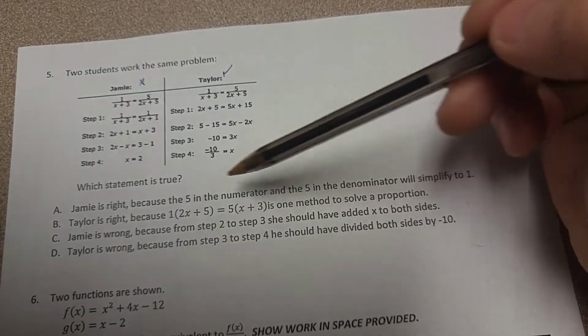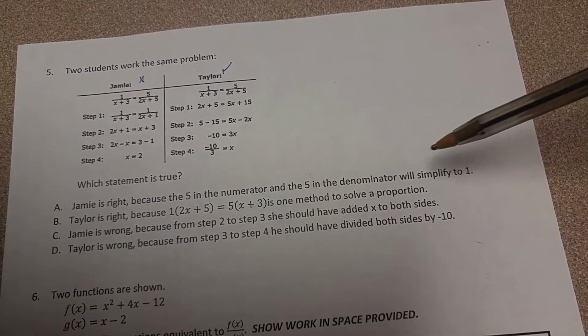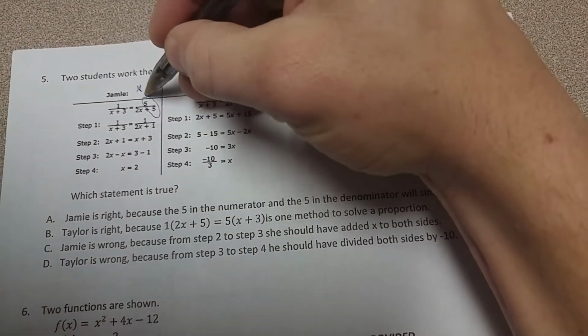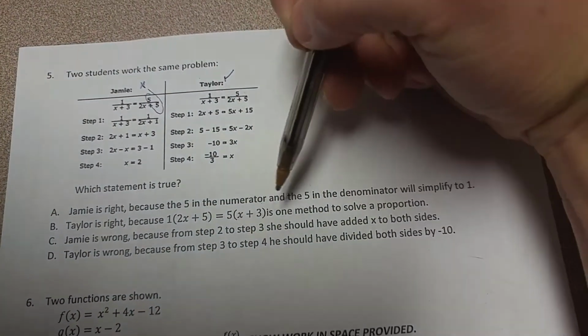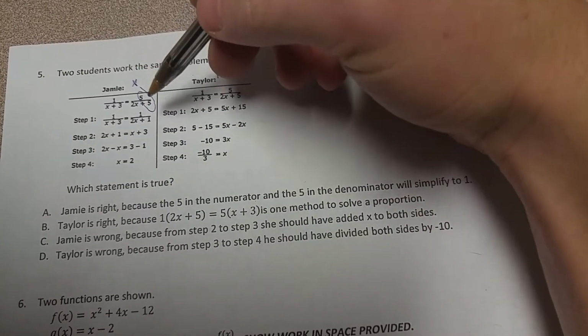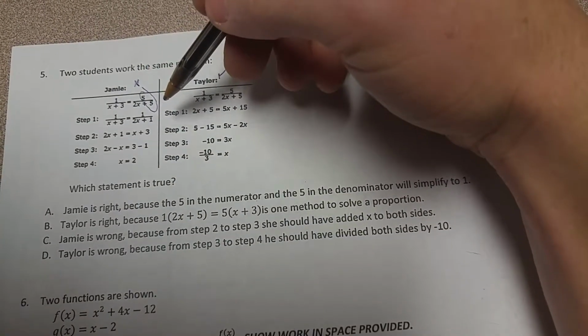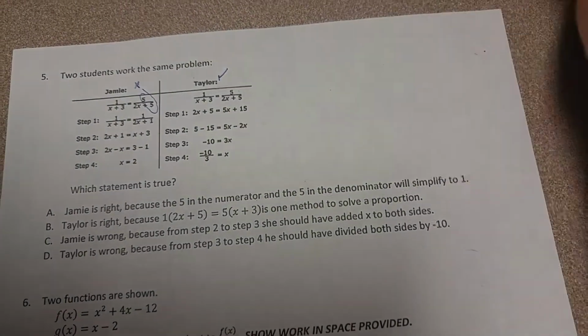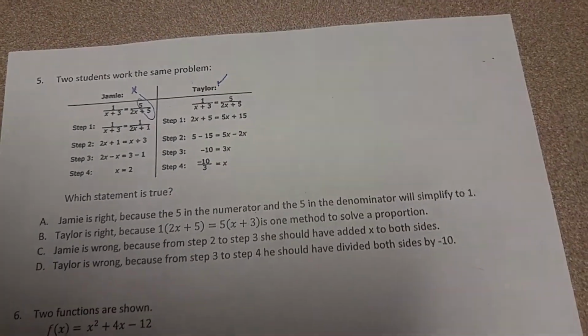Jamie is right because the 5 in the numerator and the 5 in the denominator will simplify to 1. So they're looking at this right here, and this statement is saying, oh yeah, that 5 and that 5 will cancel. No, that is not what happens. And I've had very few people actually try to do that when they've solved their own problems, but I had a lot of people pick A on this problem.